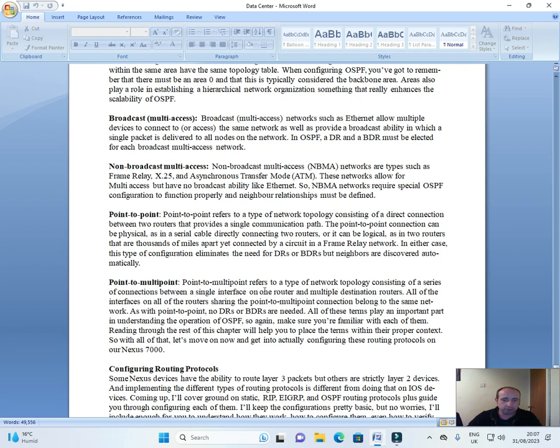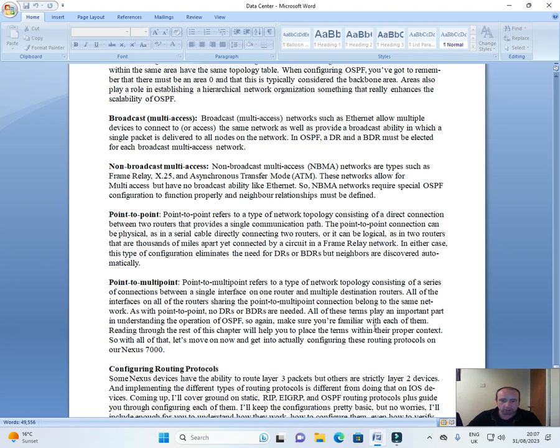Point-to-multipoint. Point-to-multipoint refers to a type of network topology consisting of a series of connections between a single interface on one router and multiple destination routers. All of the interfaces on all of the routers sharing the point-to-multipoint connection belong to the same network. As with point-to-point, no DRs or BDRs are needed. All of these terms play an important part in understanding the operation of OSPF.